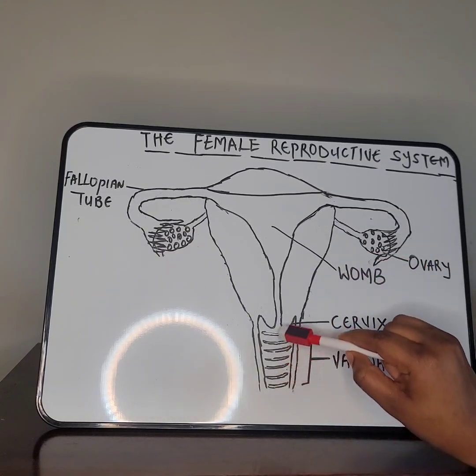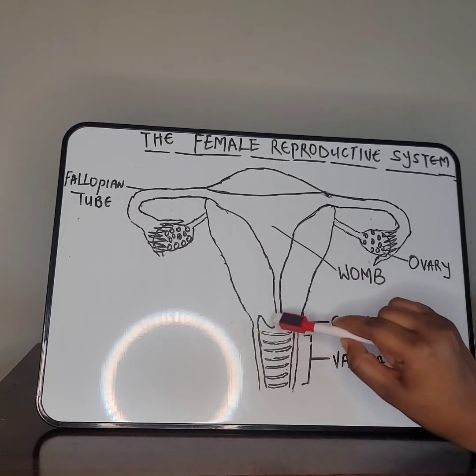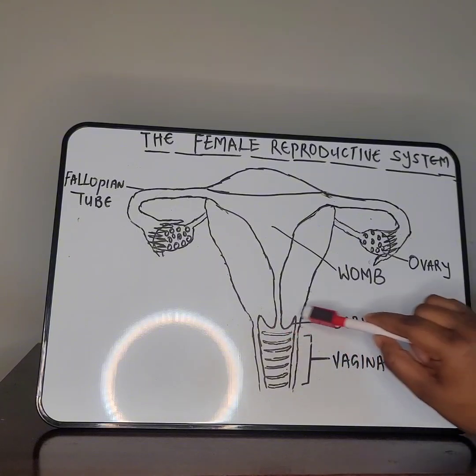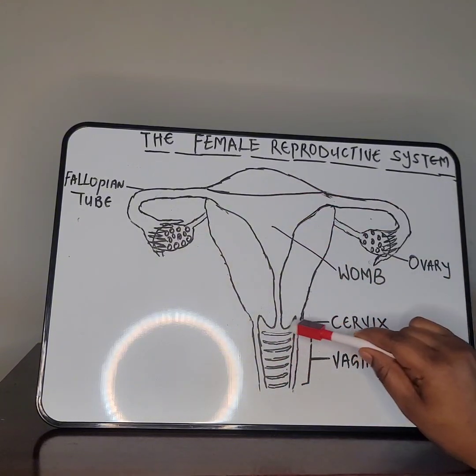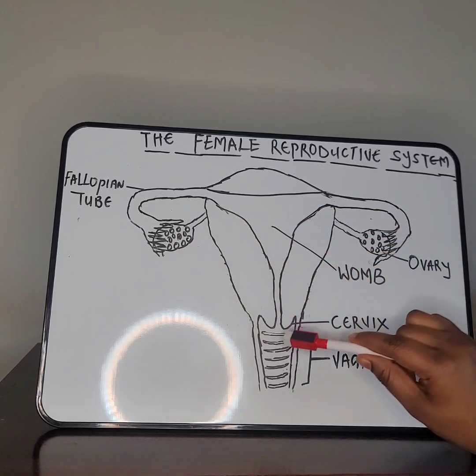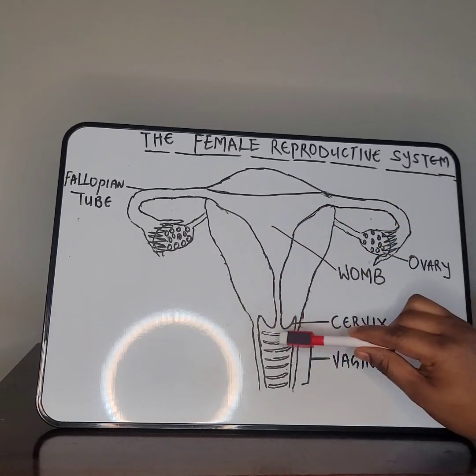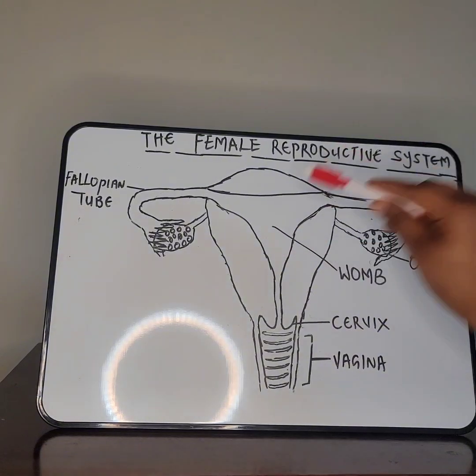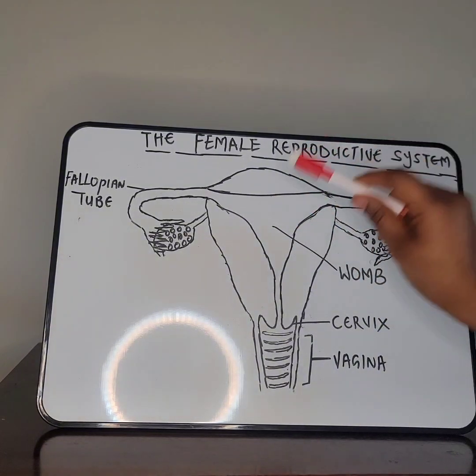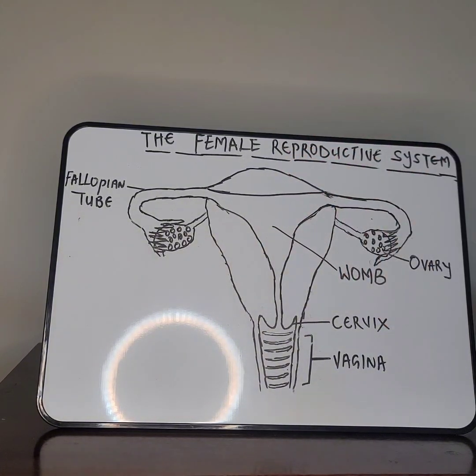And now, at the end of the vagina, you get to your cervix. Now, the cervix is what connects your vagina to the womb. So you can say that the cervix is the mouth of the womb or the entrance to the womb. When you go past the cervix, you get to the womb. Now, this is where your baby lives until it is mature enough to survive outside the womb.